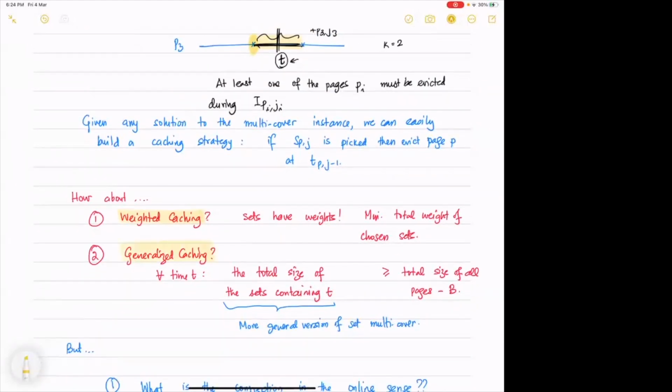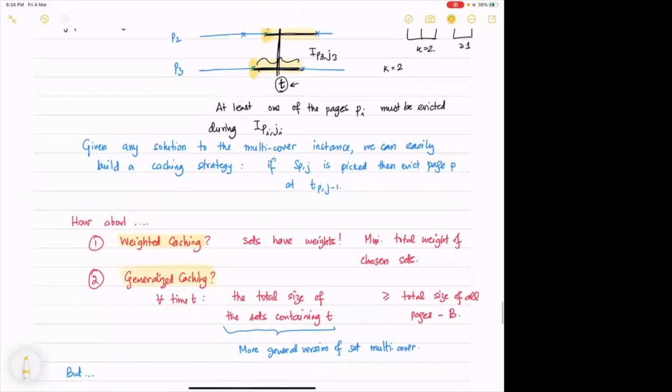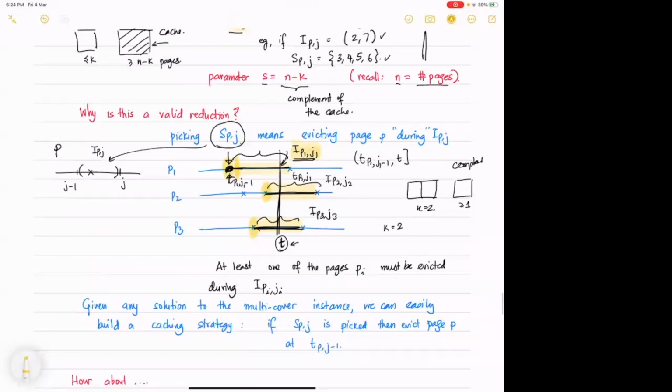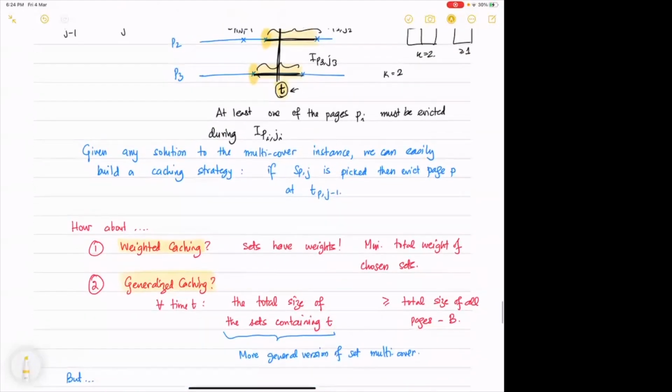What about generalized caching? Again, you can capture this now as before. The sets will have weight, and they will have sizes. And then instead of saying that at every time t, at least n minus k sets should be chosen containing time t, I should be saying that if you look at the sets that you have chosen which contain this time t, their total size should be at least the total size of all the pages minus b. Okay, so essentially the same kind of ideas will work whether you talk about weighted caching or generalized caching.